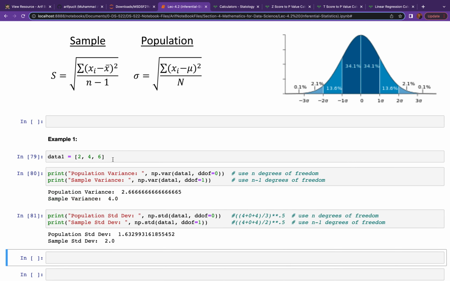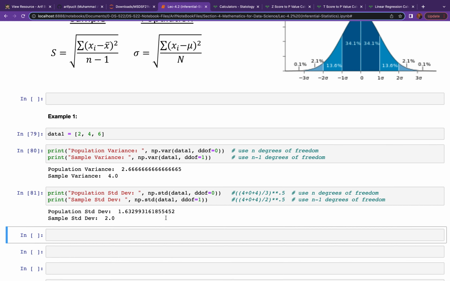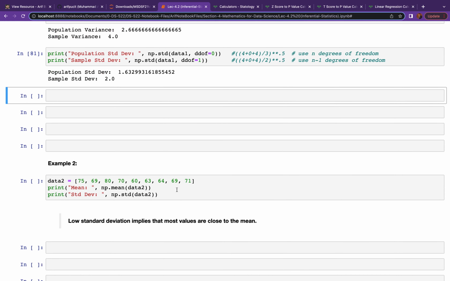Please do our mental math to calculate the variance and standard deviation of these three numbers. The NumPy var method and std method, I have used them to calculate these statistics. Let me show you another example. So this is another data set.